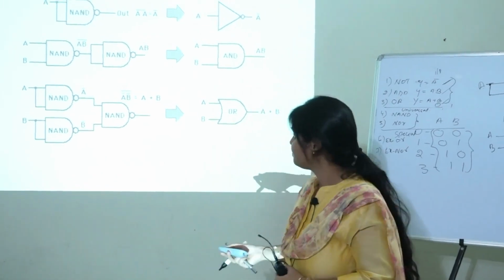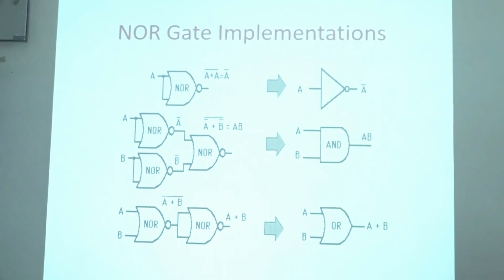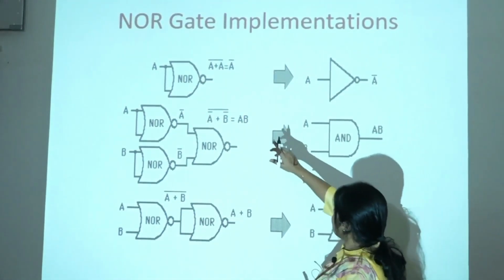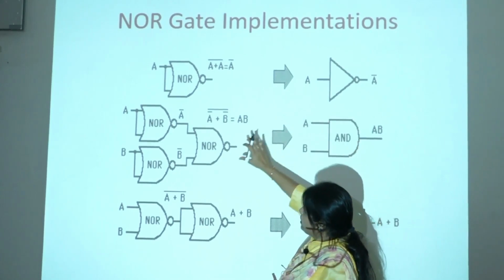Next, similarly, NOR gates. This is how we do it. Shorting the 2 inputs will give you the NOT gate.